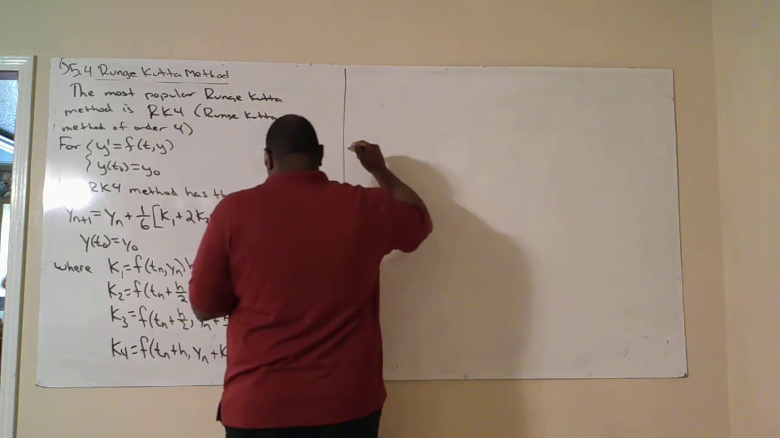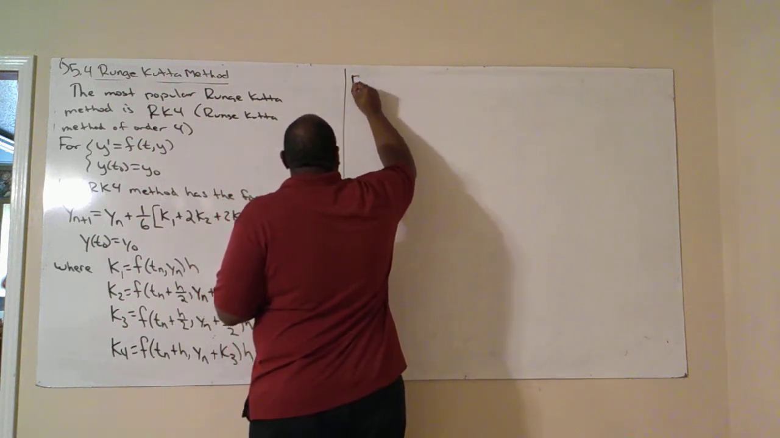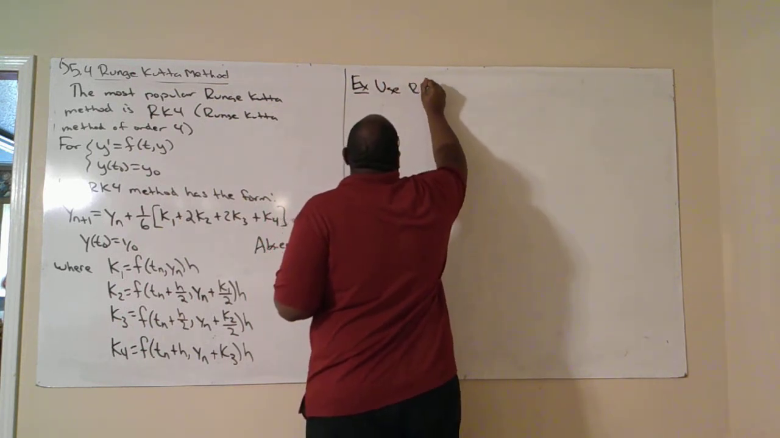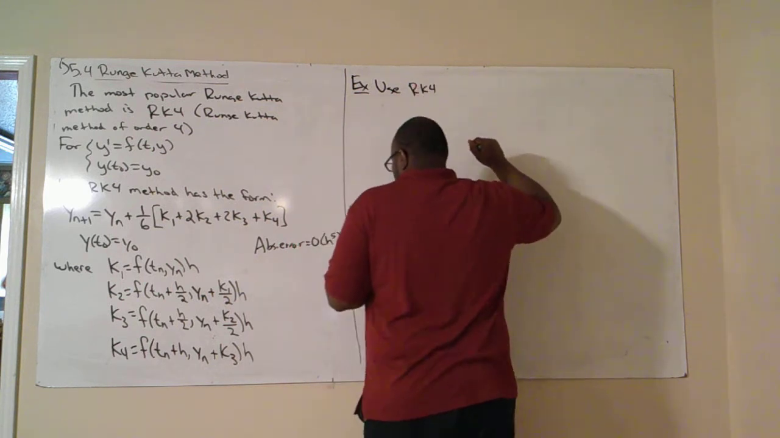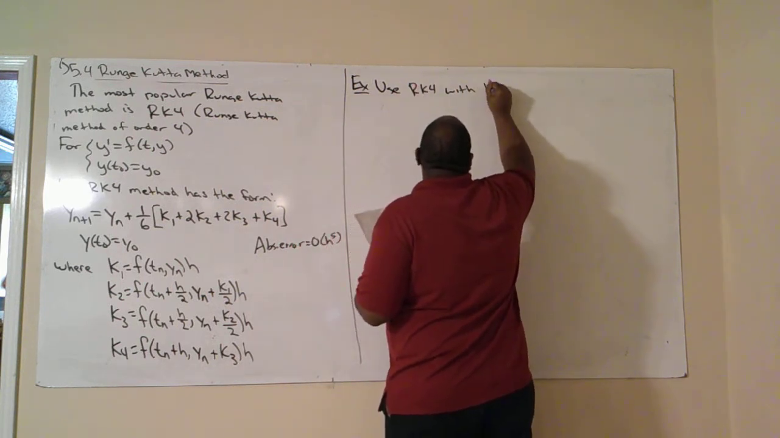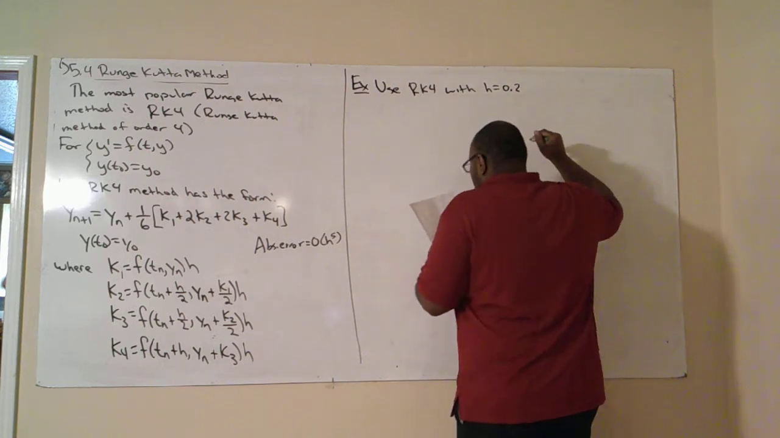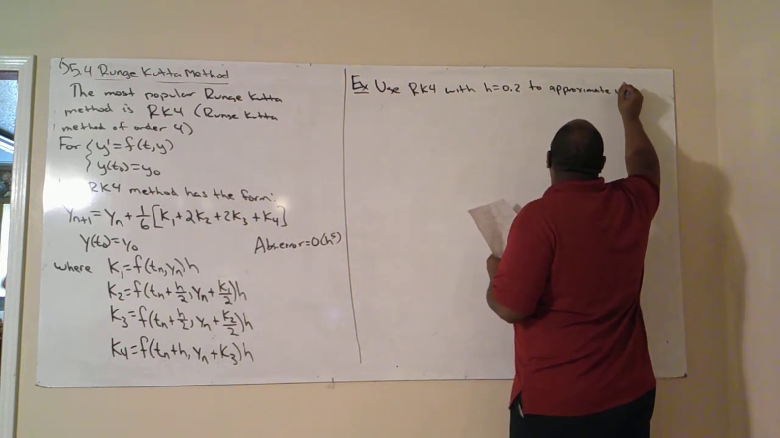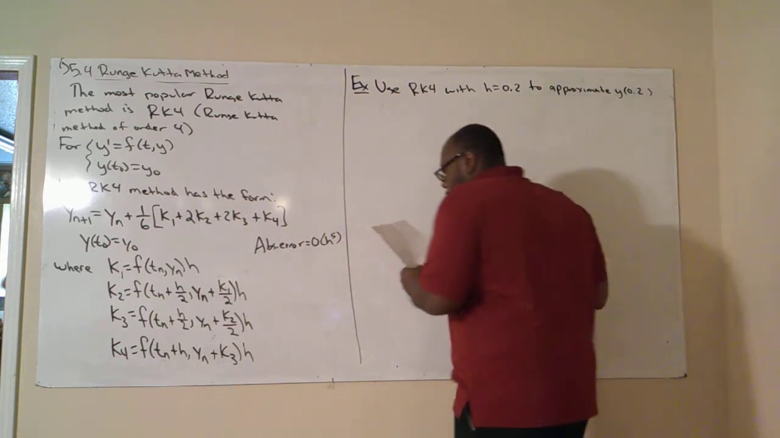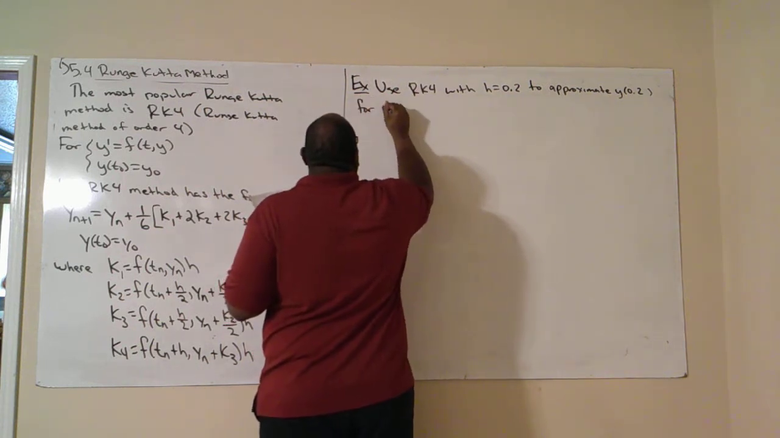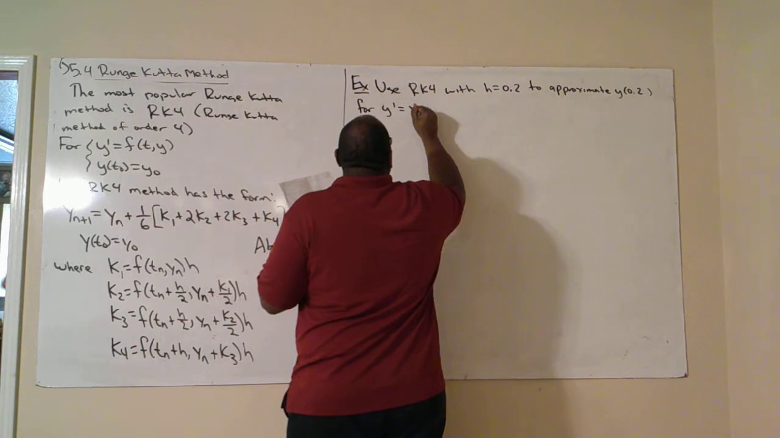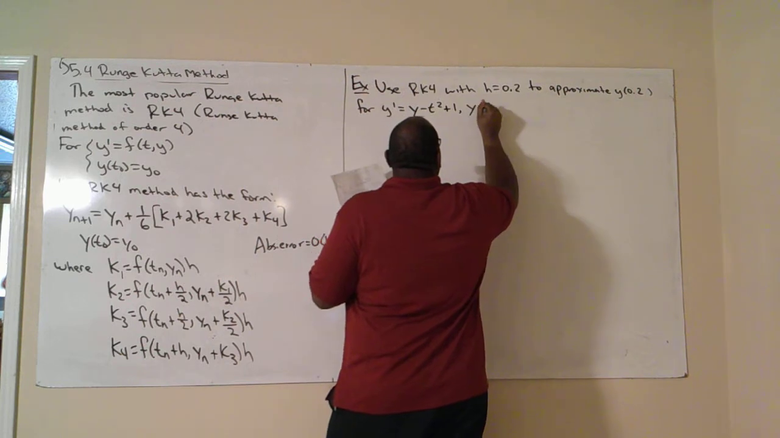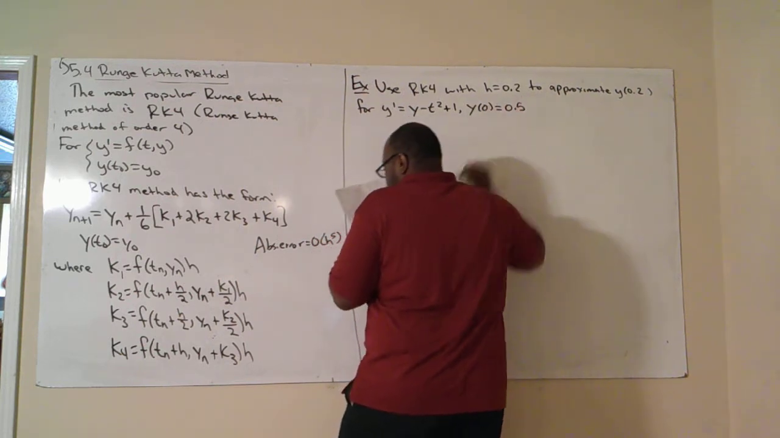So let's look at an example. Of course, it's going to be with our favorite differential equation. Use Runge-Kutta method of order 4 with h equal to 0.2 to approximate y of 0.2, where we have y prime equal to y minus t squared plus 1, y of 0 is equal to 0.5.